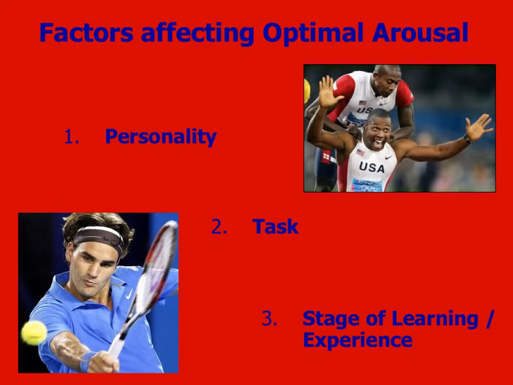The individual zone of optimal functioning theory suggests that there are 3 main types of factor that affect where the optimal level of arousal is. These are to do with personality, the task or skill we're doing, and our levels of experience. So just quickly jot down now how those 3 factors affect performance in terms of arousal.